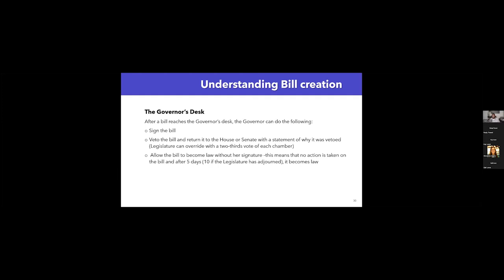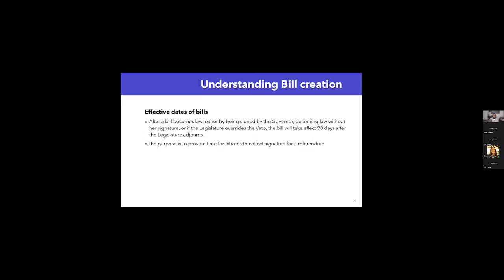So that means if the governor doesn't sign the bill after 5 days, or after 10 days if the legislature has adjourned or is out of session, then the bill automatically becomes law. A lot of times you'll see that if there's a controversial policy the legislature has passed, the governor doesn't want to support it at all, but they don't necessarily want to veto it, and they just won't sign it. But by doing so, that policy becomes law.